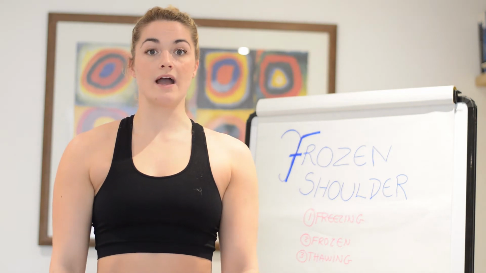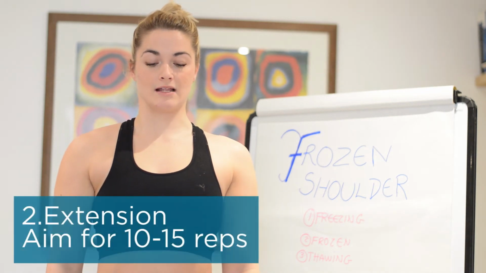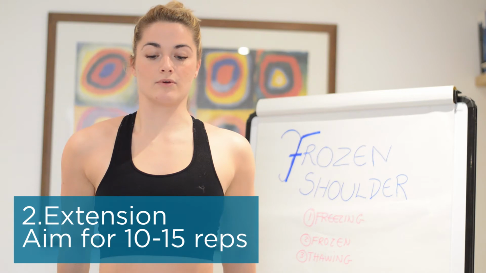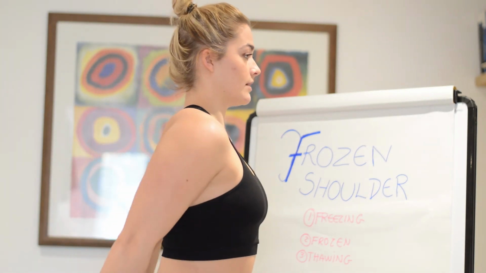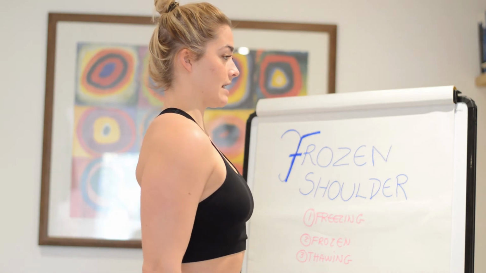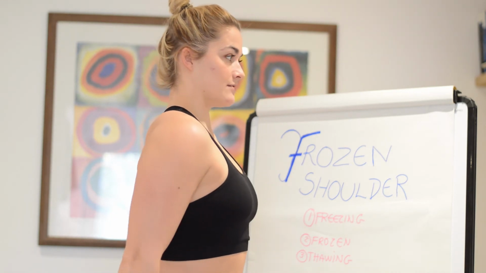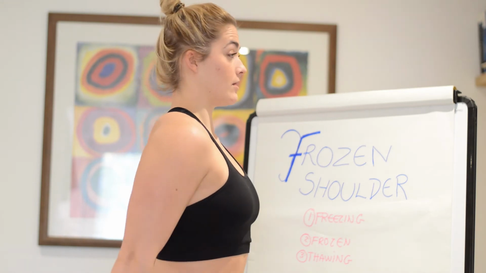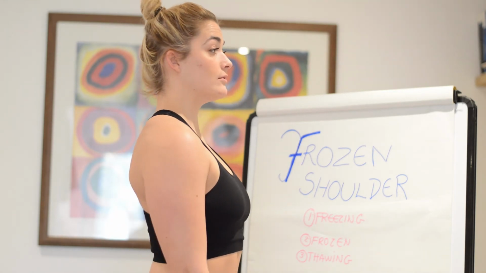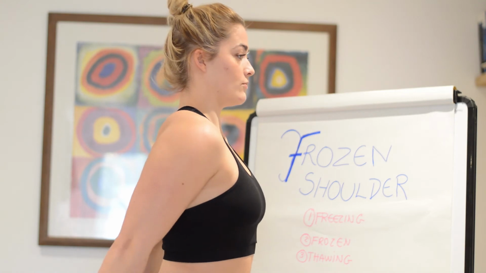Great. Once we've done that, we can start to go backwards, so into extension as well. So you can start to bring the arms back. So if I stand from the side, you're going to start to bring the arms back into extension. Typically this vector is not always affected by frozen shoulder. You still have quite a lot of extension coming through, but it's just always good to go through all ranges of motion.